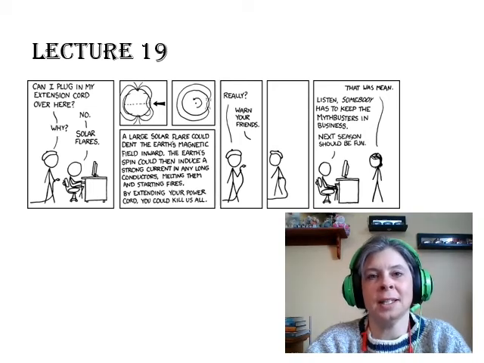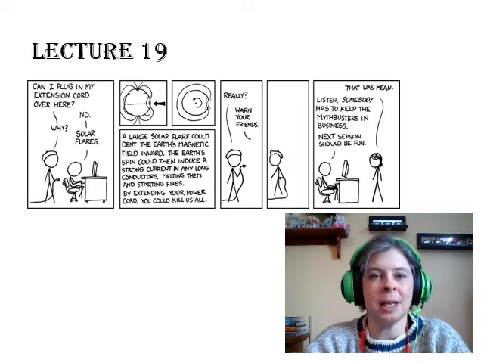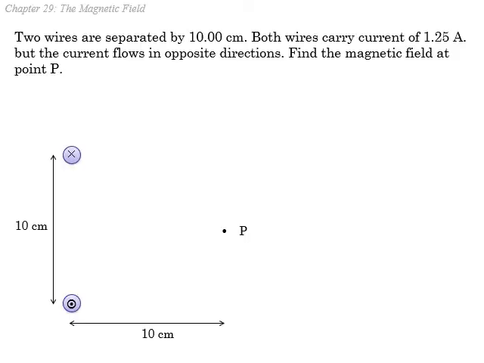Welcome to lecture 19. In this lecture, we're going to carry on with doing magnetic fields around a current carrying wire, and we'll look at some examples and some different geometries. In this example, we have two current carrying wires. The upper wire is carrying current into the page. The lower wire is carrying current that flows out of the page. The wires are separated by 10 centimeters, and we'd like to find the total magnetic field at point P.